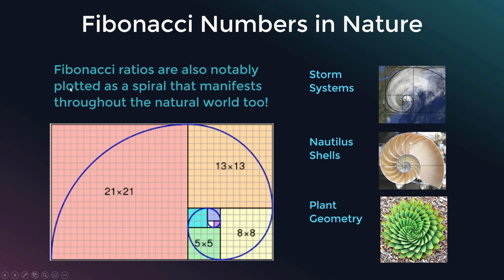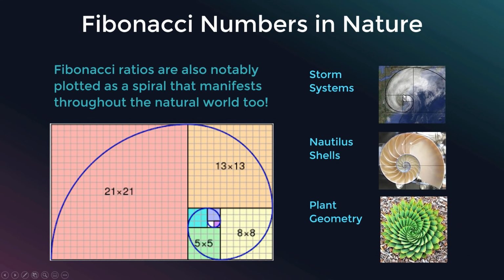Fibonacci ratios are also notably plotted as a spiral that manifests throughout the natural world. Look at the depiction of this spiral. You can see that we have these squares that are the Fibonacci numbers, 5 and 5, 8 by 8, 13 by 13, 21 by 21. And when you put those squares together to form the larger rectangle, and then take a line and connect the corners of those squares, you get the Fibonacci spiral, which shows up all over the place in nature and science.